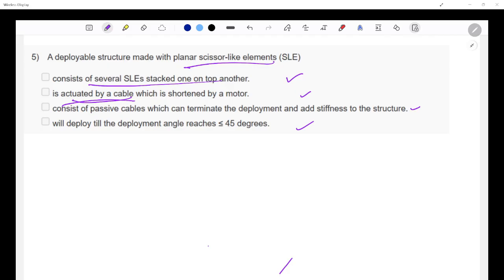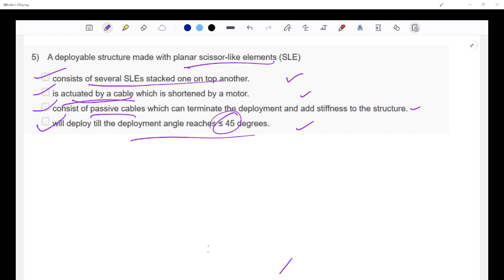And then the third option is about passive cables. Passive cables are slack initially, become tight at the full deployment. So the functions are it stops further motion and it increases the stiffness. And about deployable angle limit, deployment angle varies from 0 to 45 degree usually. So correct option is less than 45 degrees. If you ignore this, it can be problematic because if option said only 45 degree, it is wrong. But if it is less than or equal to 45 degrees, it is correct.